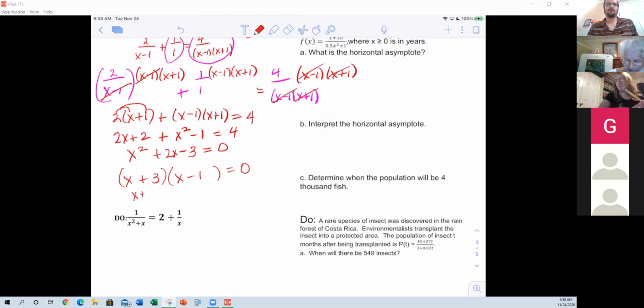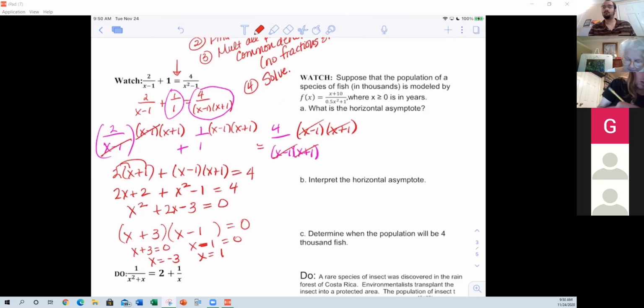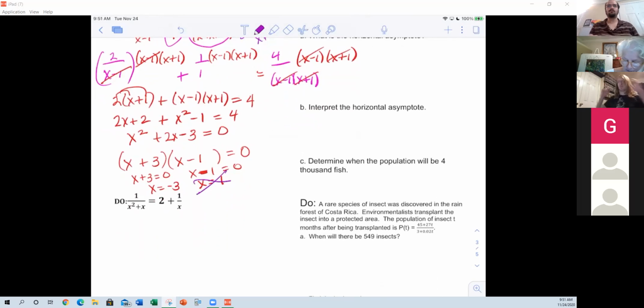And then I set those equal to 0. This is probably the most steps of any of the problems. And I get x equals -3 or x equals 1. Okay, now if you go back and remember the domain here is x can't equal 1 and x cannot equal -1. So we're going to have to throw this one out because it does not satisfy the domain of the function. So the only solution is x equals -3.